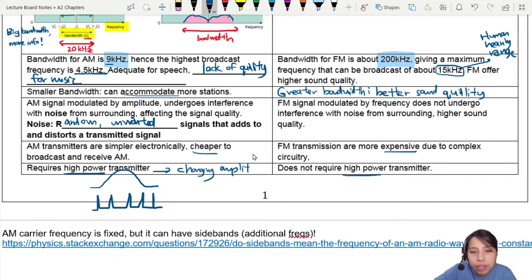And amplitude is in terms of voltage. You need to change a very large range of voltage, whereas with frequency, you are just changing frequency. You don't really need to change the voltage per se, not too much compared to amplitude. Frequency modulation, amplitude modulation, AM signal. Okay?